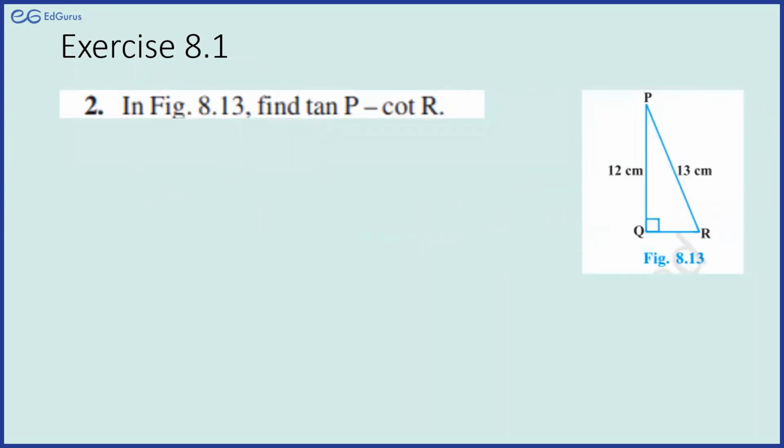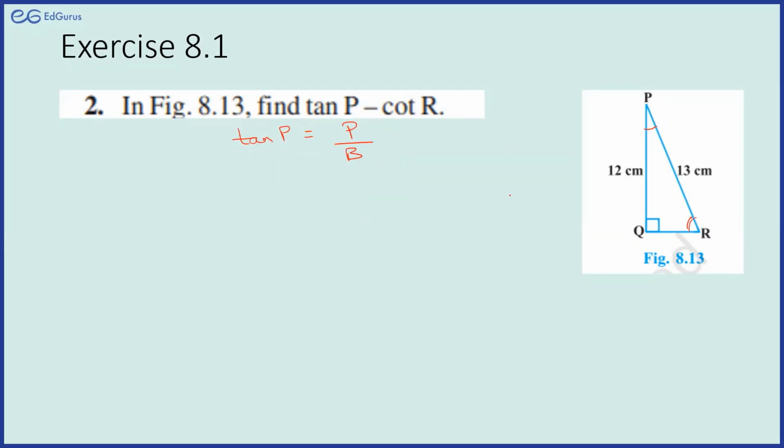Next, in figure 8.13, find tan P minus cot R. Now we are talking about tan P and cot R. First let's look at what they have given us. They have given us two sides. One side is missing. So let's look at tan P first. Tan P क्या होता है? Tan P होता है perpendicular upon base.